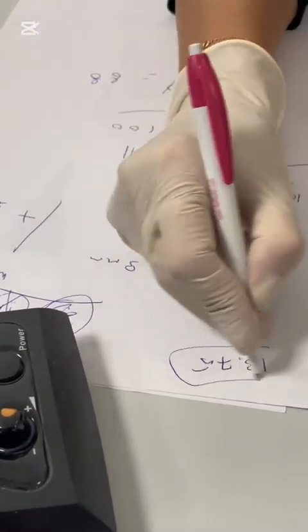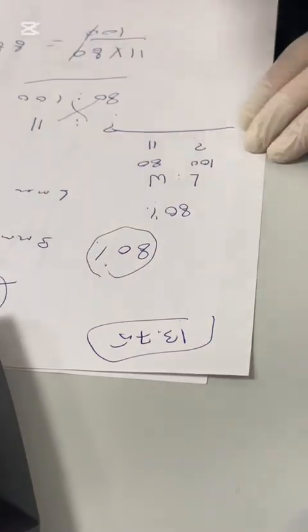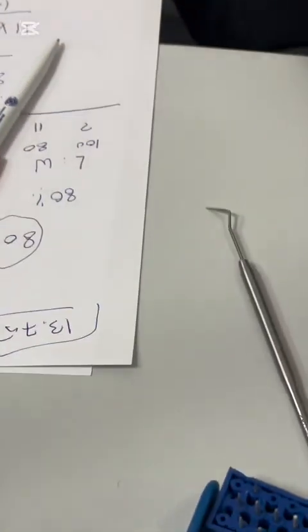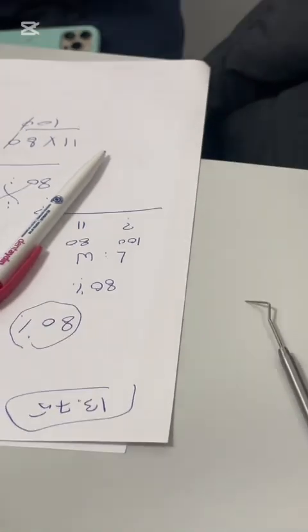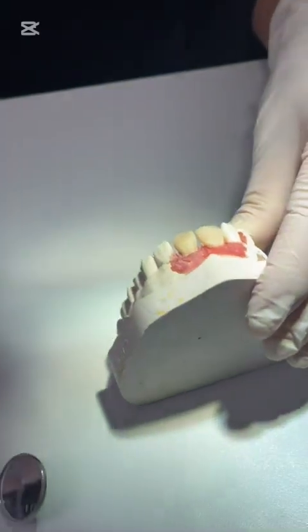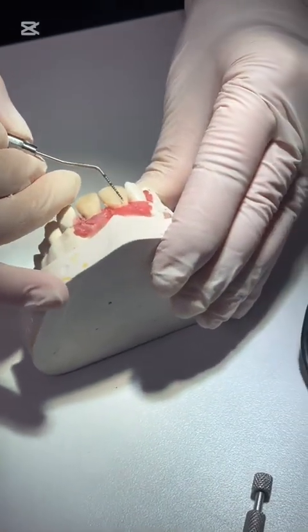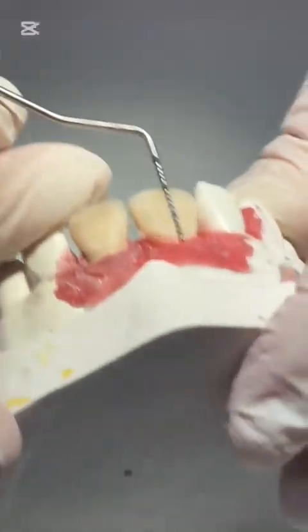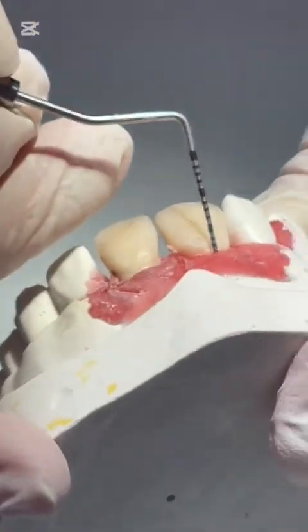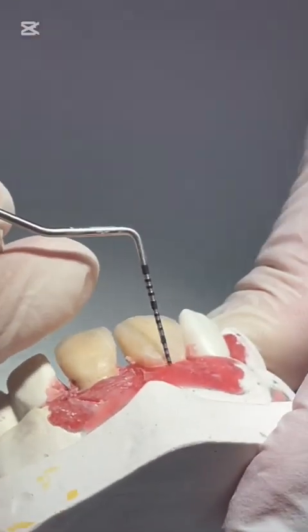13.75. So the central incisor, guys, the central incisor length in the ideal situation should be 13.75, which means like this.